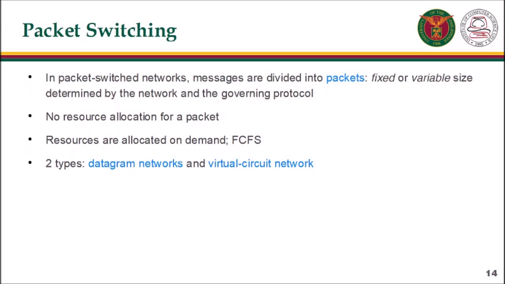In packet switch networks, messages are divided into packets of fixed or variable size. The size of the packet is determined by the network and the governing protocol. In packet switching, there is no resource allocation for a packet. This means that there is no reserved bandwidth on the links, and there is no scheduled processing time for each packet. Resources are allocated on demand. The allocation is done on a first-come, first-served basis.